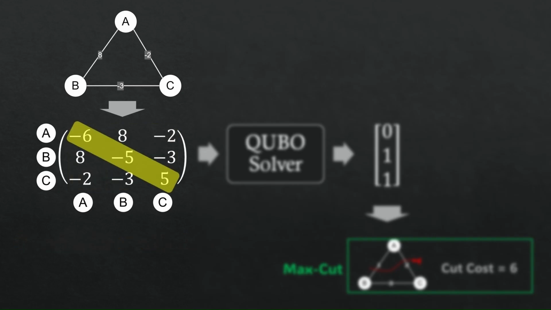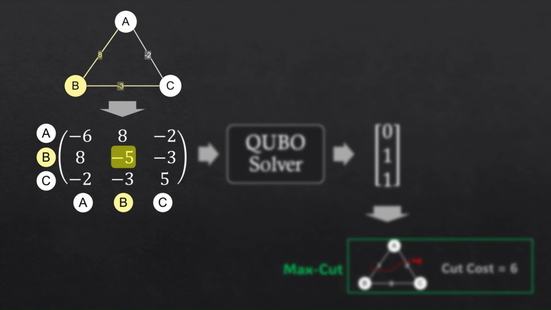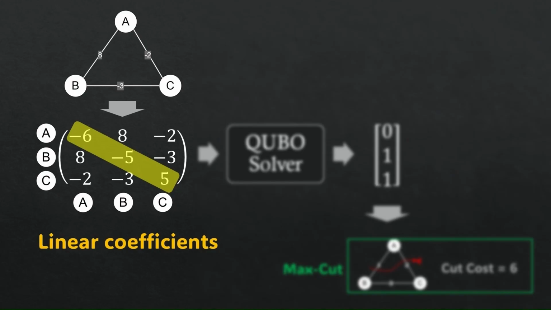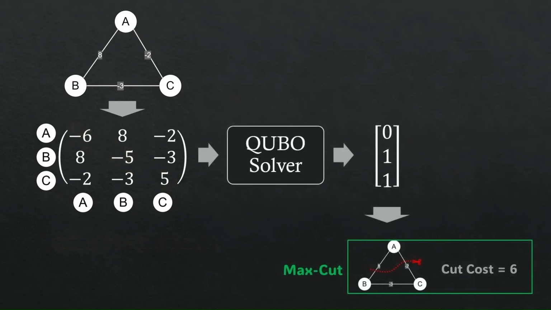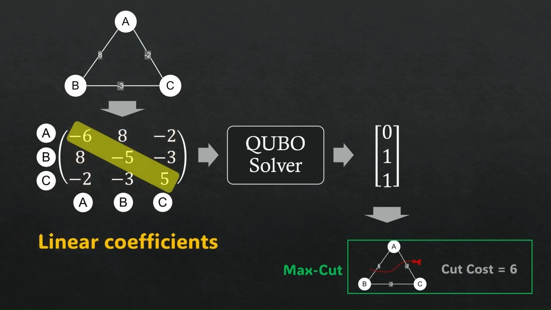And there are also diagonal elements. Let's first see how we got this diagonal element here. It is in the row and the column corresponding to node A, and the value -6 is the negation of the sum of the weights of the edges that are connected to the node A. Similarly, we obtain the second diagonal element corresponding to node B and the third diagonal element corresponding to node C. These constitute the diagonal elements, which are termed linear coefficients.